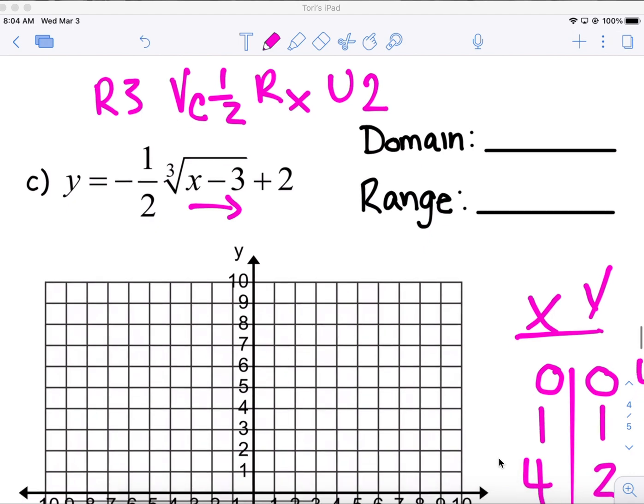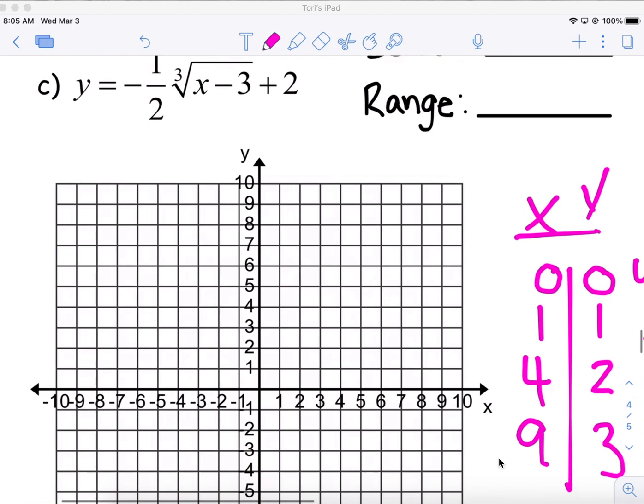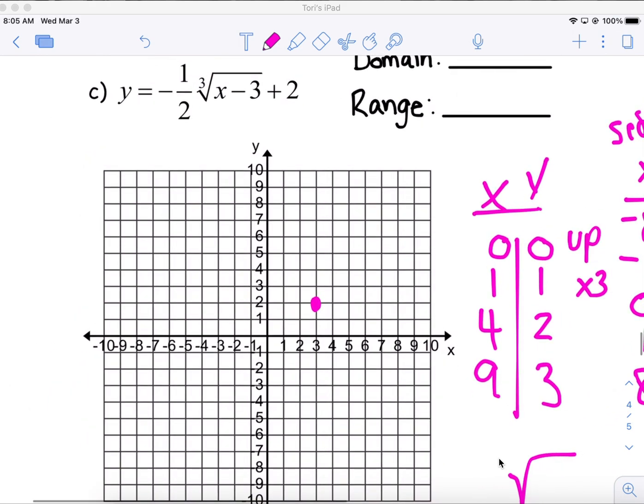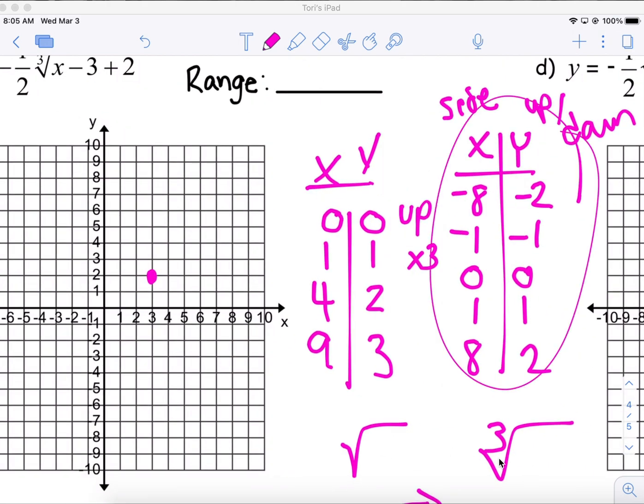So if I graph my first point, I'm going right 3 and up 2. So right 3, up 2 means I'm going to start right here. It is a cube root, okay? So cube root is using these guys. You have to remember that you are going to cut all of the vertical pieces in half.